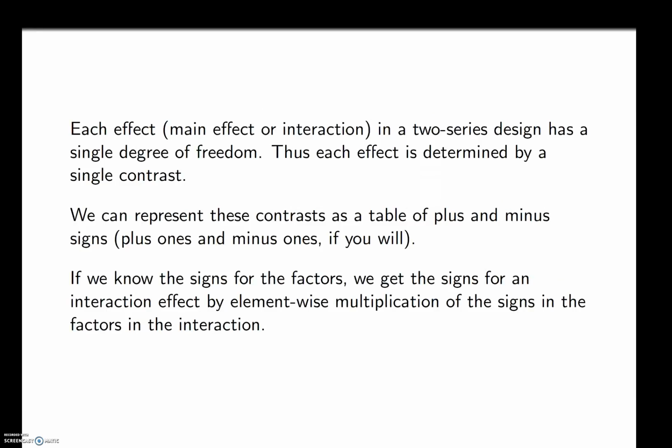In these models, each effect, main or interaction, in a two-series design has a single degree of freedom. You've probably already noticed this in the Ultimate Tomato Challenge. And so each effect can be determined using a single contrast, right? And it would be a type 3 by definition. So we can represent these contrasts as a table of pluses and minuses, plus ones, minus ones if you prefer. If we know the signs for the factors, we'll get signs for an interaction effect by the element-wise multiplication of the signs of the factors involved in the interaction.